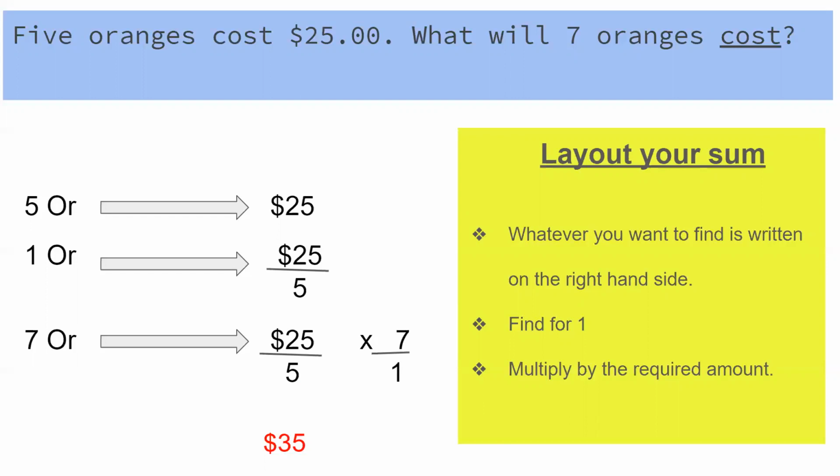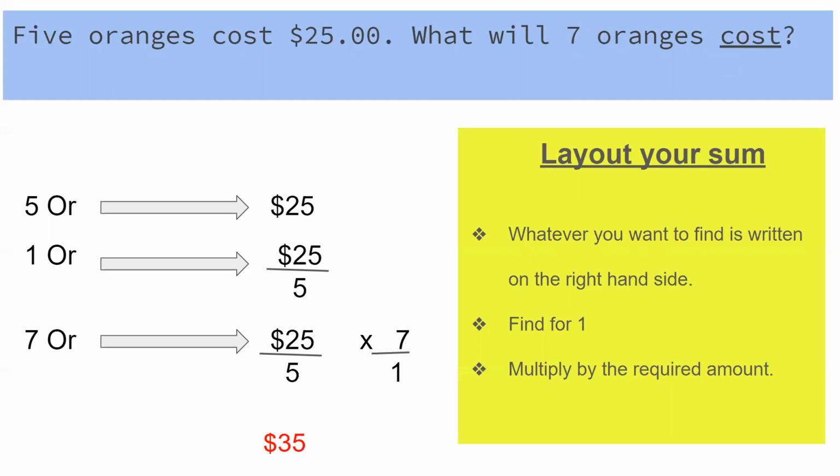Next, we find for 1. We know that we must divide the whole accordingly. Therefore, I must divide 25 by 5. And our last line requires us to multiply by 7. These steps should all be familiar to you. We did them in our previous video.